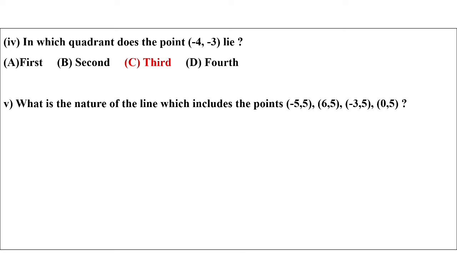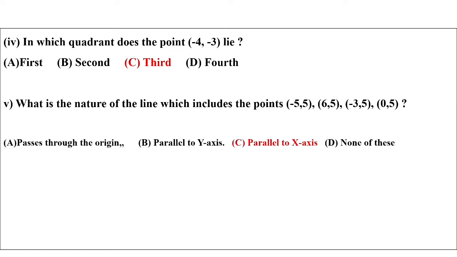What is the nature of the line which includes the points -5, 5, 6, 5, -3, 5, 0 and 5? If you see, in all the points the y coordinate is the same. It means the line will be parallel to the x-axis.